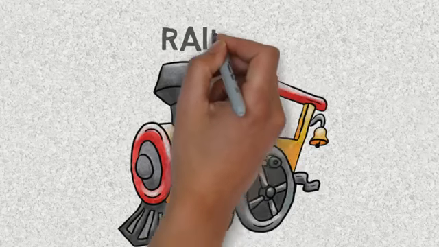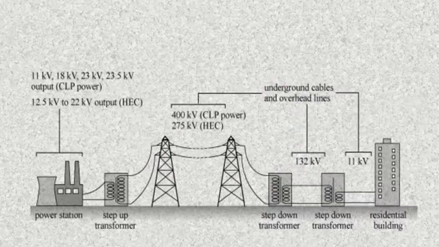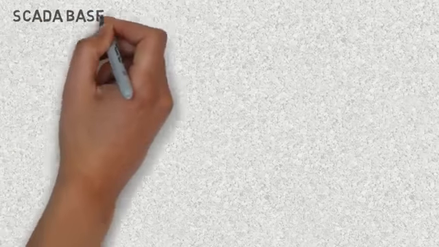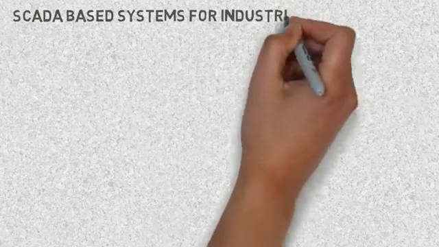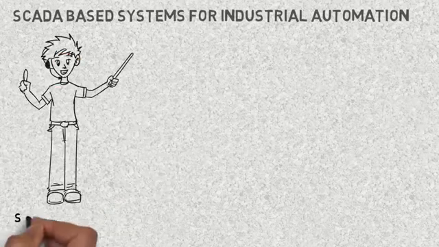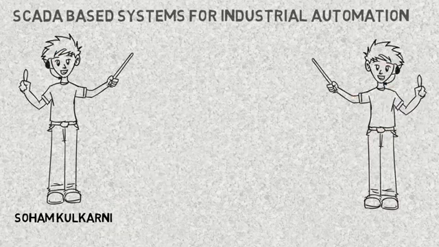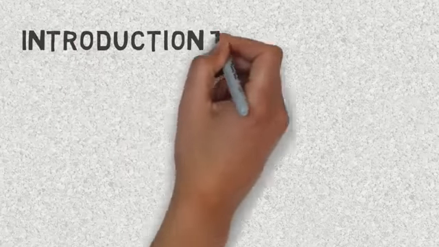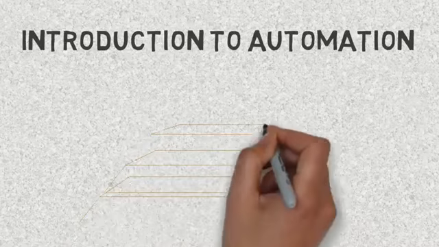On the other hand, how is a complex railway or electricity distribution network managed by the utility companies? The answer to all these questions is SCADA-based systems for industrial automation. So my teammate Sohan Kulkarni and myself Pratik Wang are here before you to explain our topic, SCADA-based systems. Now let us get introduced to the basic structure of industrial automation to understand more about the SCADA system.